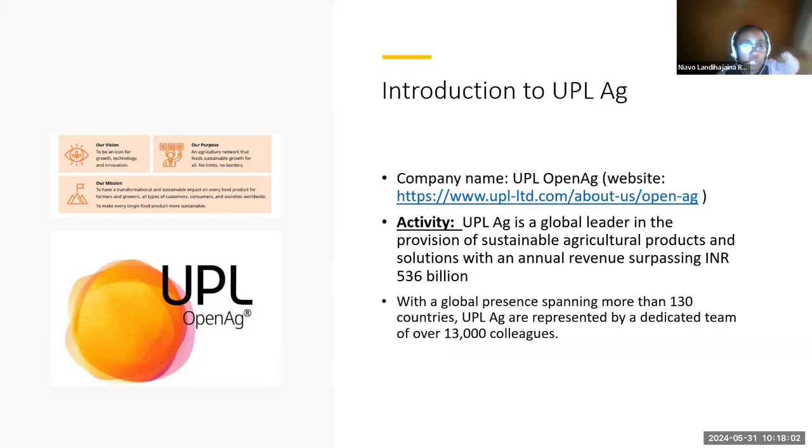Its main vision is to be an engine for growth, technology and innovation. The main purpose is an agricultural network that feeds sustainable growth for all. No limits, no borders. Its mission is to have a transformational and sustainable impact on every food product, especially for farmers and growers, all its customers, consumers, and societies worldwide.